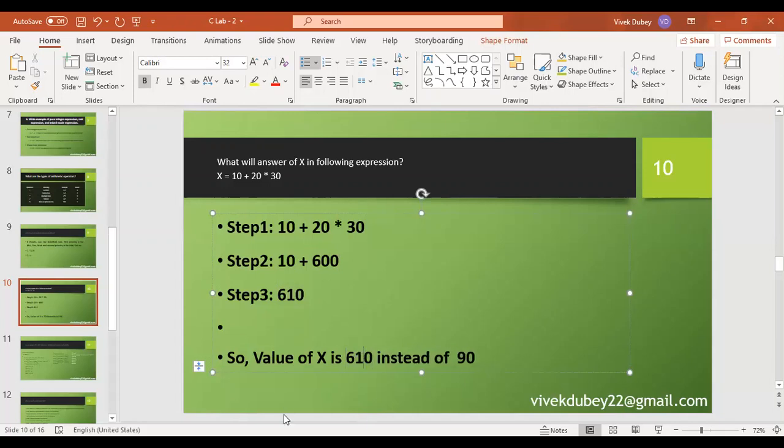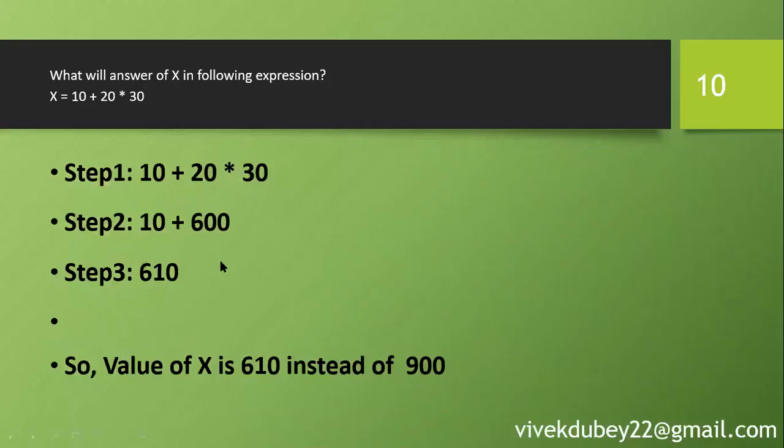And instead of this, if we do it like 10 + 20, that is 30, and 30 * 30 becomes 900. So this is basically an example of precedence.